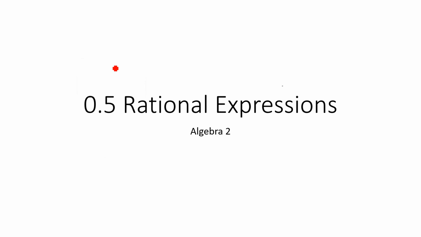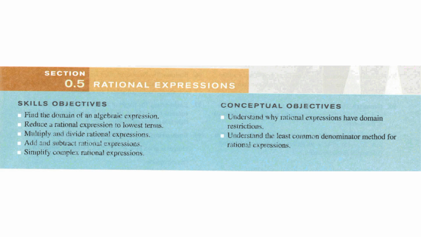All right, let's get started with 0.5, rational expressions. So we are going to cover 3 skill objectives here. We're going to find the domain of an algebraic expression. We'll reduce it to its lowest terms, and then we'll multiply and divide multiple ones. We are not going to be adding or subtracting. We are not going to be simplifying complex rational expressions. So take those off your plate.